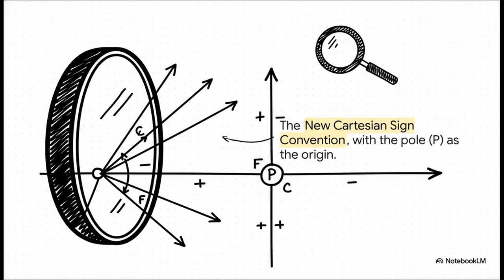To use our formulas correctly, we need a consistent set of rules for all the signs, positive or negative. This is called the new Cartesian sign convention. Basically, we treat the pole of the mirror, that point P, just like the origin on a graph. And the principal axis becomes our x-axis. This system makes all the rules for signs very clear and easy to follow.